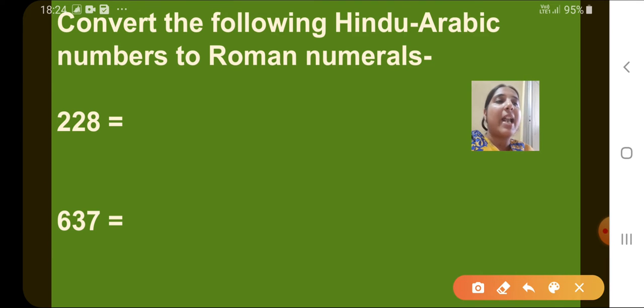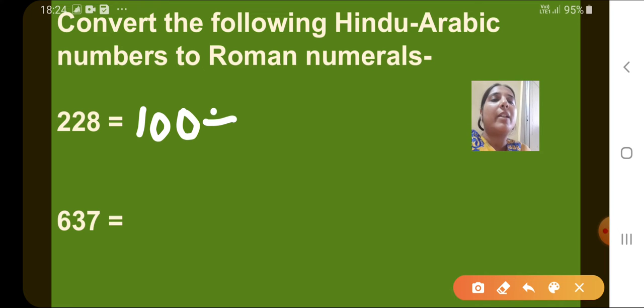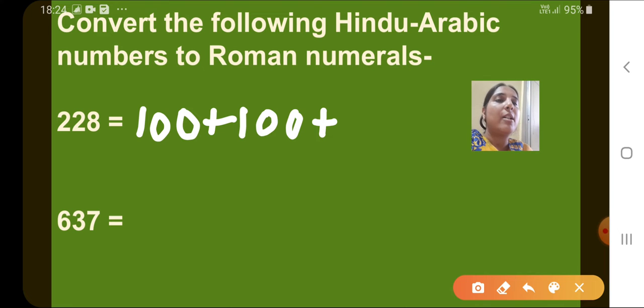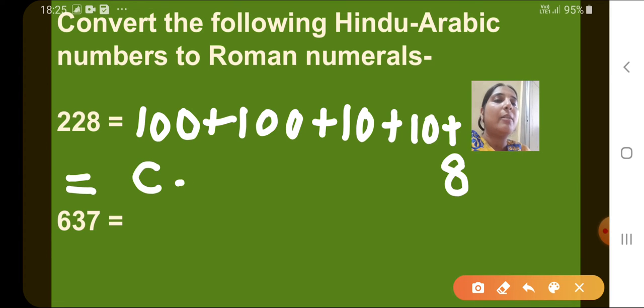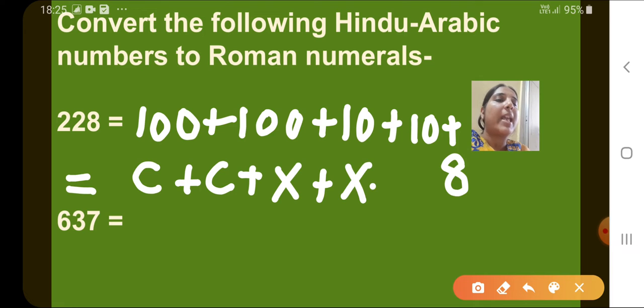Now how will we write 228 in Roman numerals? First let's write the expanded form of 228. So 100 plus 100, first we will write for 200. Now 28. So 10 plus 10 plus, what will we get, children? What do we have to write? 8 here. How do we write 100? We will write C for that, plus again one more C. Then how do we write 10? X plus one more 10, means X plus. Now how will we write 8 here? So 5, 6, 7, 8.